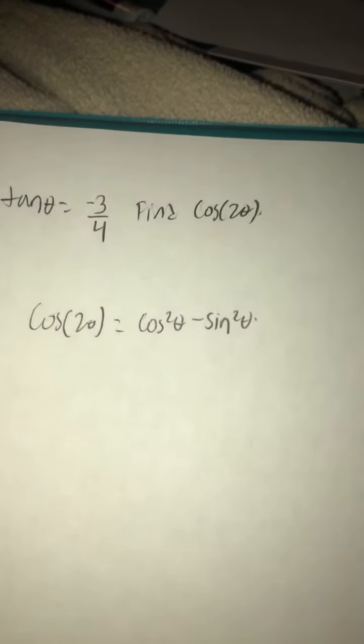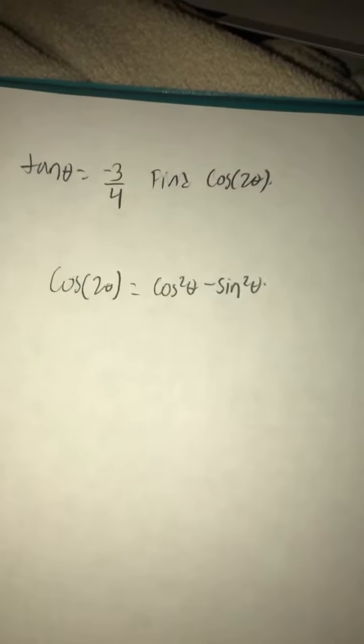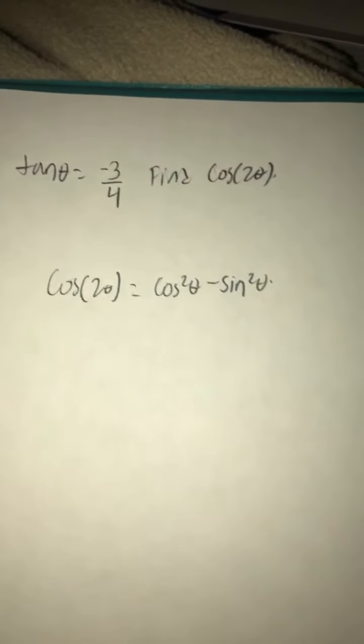Now for this part, you don't have to simplify it all the way like we did, unless it told you to, like, make sure you simplify cosine of 2 theta in terms of cosine theta or something. If it doesn't tell you that, you don't have to do it, right?